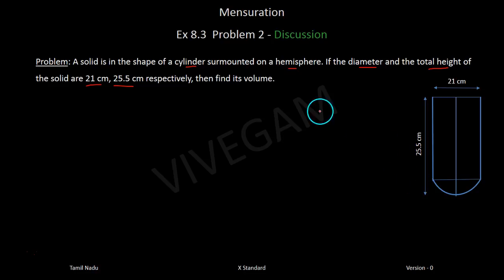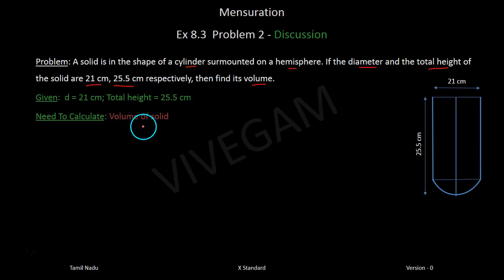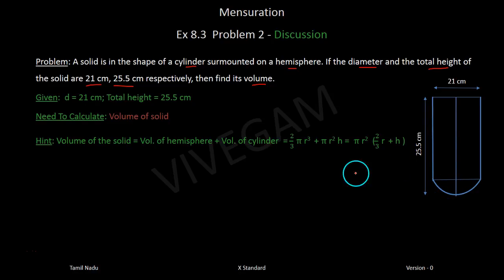Now what are we asked to calculate? We are asked to calculate the volume. Given D equal to 21 centimeters, the total height is 25.5 centimeters. We need to calculate the volume of the solid, but the volume of the solid is the volume of the cylinder plus the volume of the hemisphere. So that's what we say here. The cylinder and the hemisphere both have the same radius. That's very important to note.